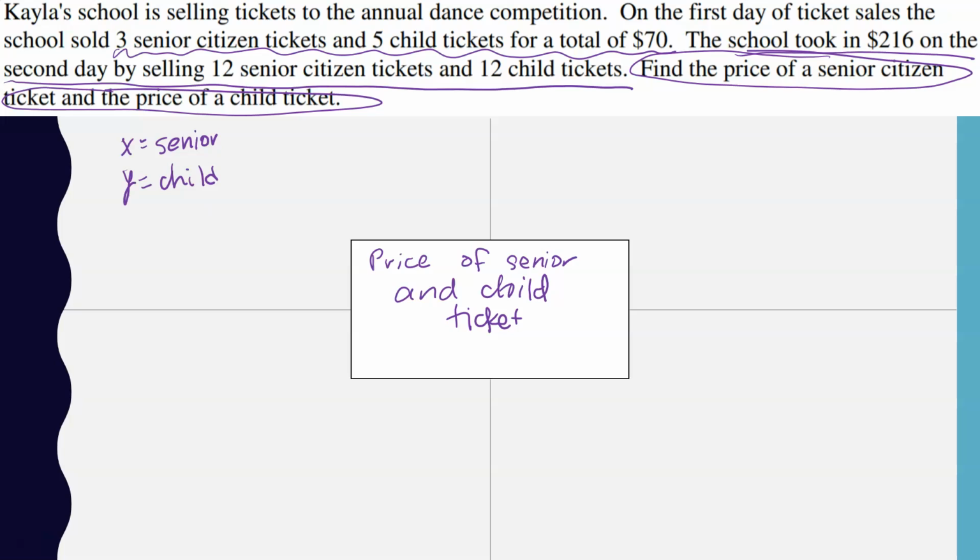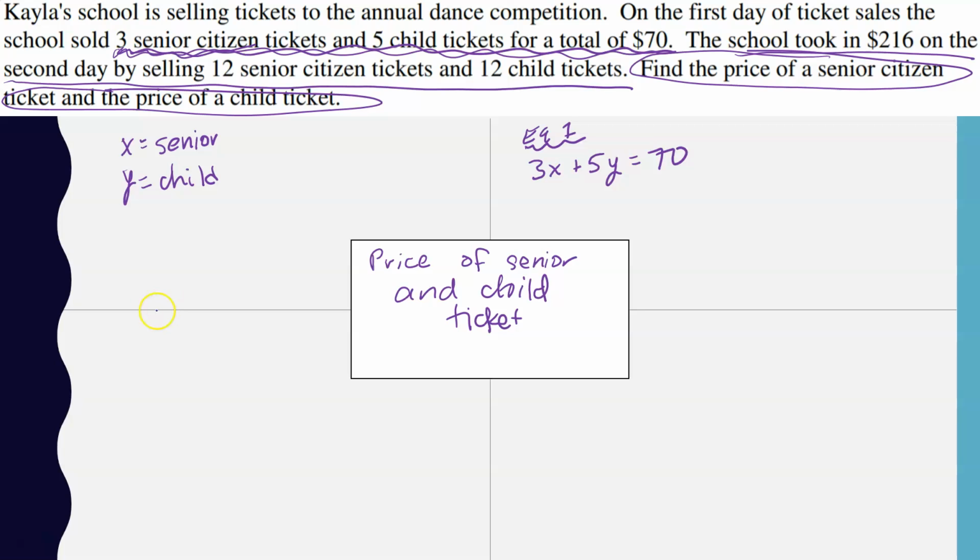In the next box, I'm going to write my first equation, and that's going to be the one that I squiggled underneath. Equation 1 will be the information here. 3 senior tickets, so 3 times the amount of a senior ticket, plus 5 kids tickets, so 5 times the cost of a children's ticket, equaled $70. So that's what this tells me. If it's 3 and 5, I would do 3x plus 5y equals 70.